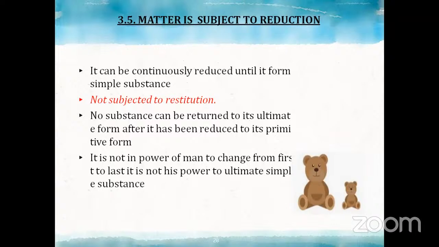By too much process of dilution, potentization, reduction, everything has happened. That material as such is reduced to the form of Carbo veg, and you are using it as a medicine. So the matter is subjected to reduction, and it is not subjected to restitution. What does that mean? Once you have prepared a medicine of Carbo veg from that coal, you are not able to give back the coal as such from this Carbo veg. That is what they meant by restitution.